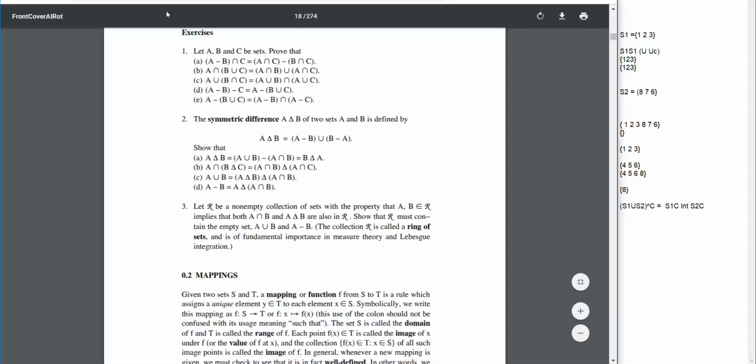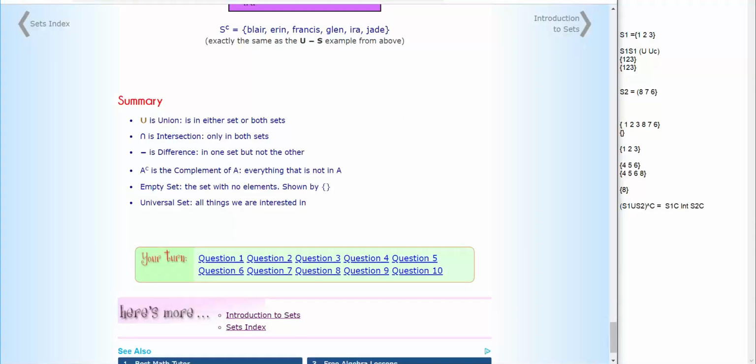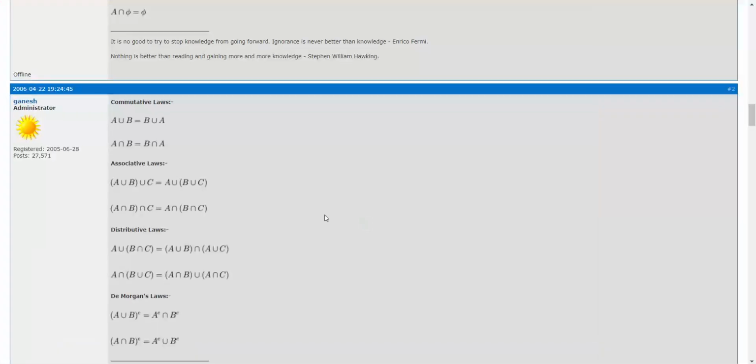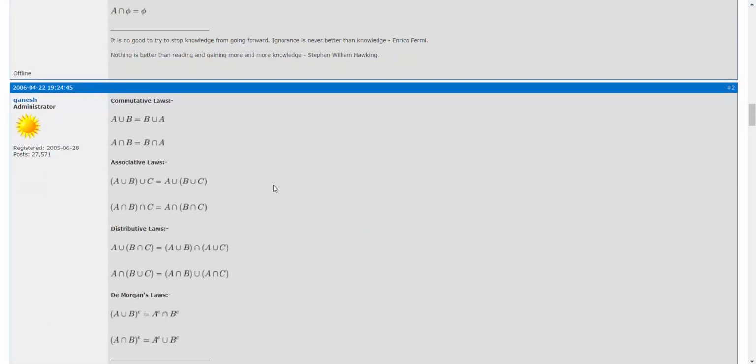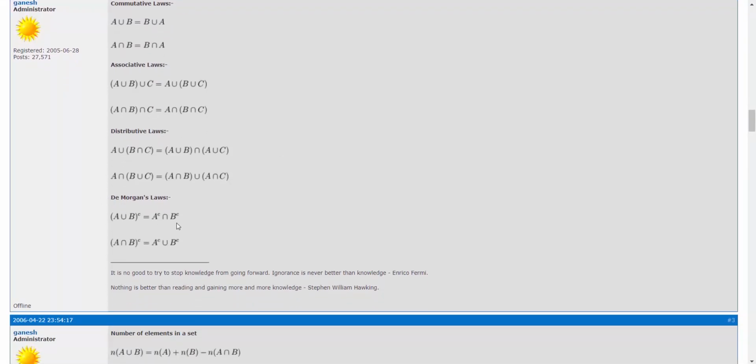What do we do next? So we've seen the sets here. We've got this summary here. So this is De Morgan's law, where the complement of A union B is A complement intersection with B complement, and the same goes for the intersection, which becomes a union.